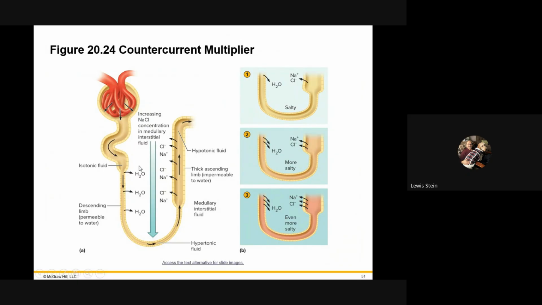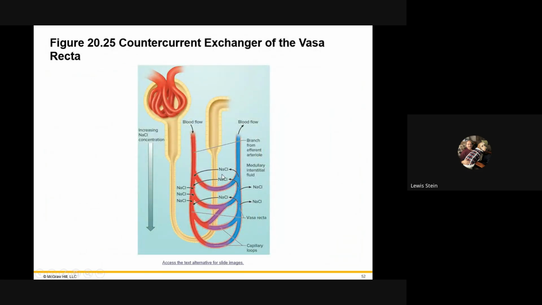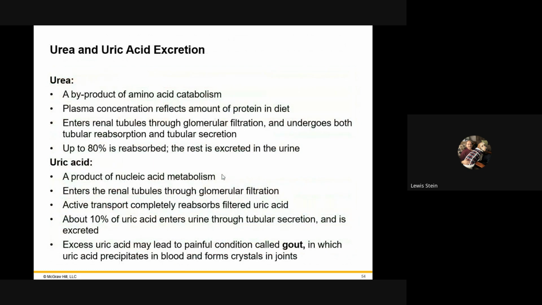So initially, what happens is it starts here. It actually starts in the ascending limb, which is a little counterintuitive. You think the water's going down. So in the thin limb, water can go out. In the thick, water can't, but salts can go out. And over time, it starts with the salts, and then it begins to impact the other side. It's the best I can explain it to you for now. And so it's a continual loop kind of phenomenon. I've got to show it to you.